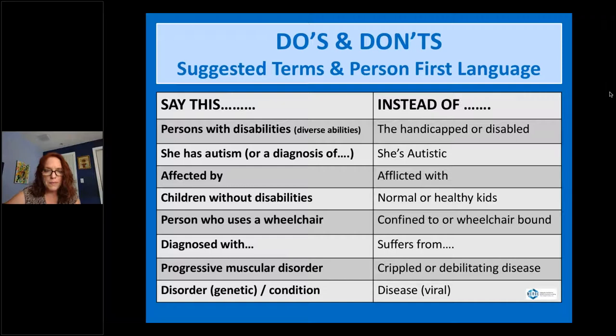Diagnosed with as opposed to suffers from. And then we use the term progressive muscular disorder as opposed to crippled or debilitating disease. And then finally, a disorder, a genetic condition, rather than a disease or viral. All right, so there are some suggested terms and tips.